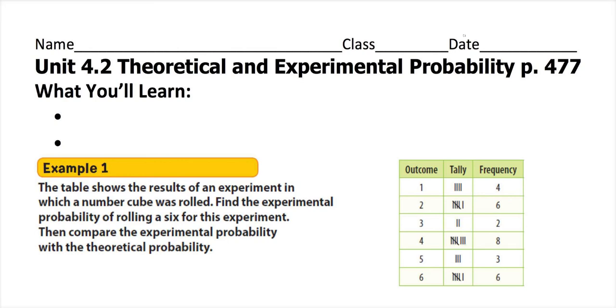So today we're going to look at theoretical and experimental probability, and this is on page 477 in your textbook. All right, so go ahead and put your name up at the top, your class hour, and today's date. And let's go ahead and take a look.